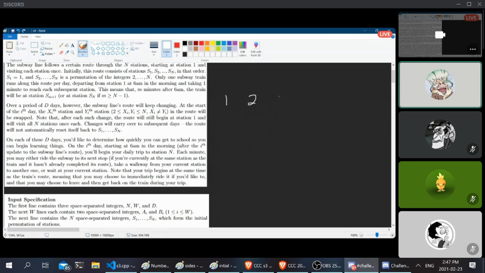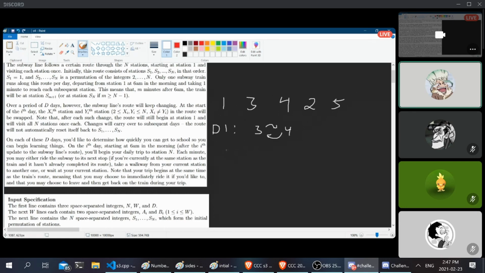If you had the route from 1 to 2 to 3 to 4 to station 5, and let's say on day 1, stations 3 and 4 got switched. Actually, wait. This ordering is pretty bad. I'm going to do it more randomly. So let's say you had the route that goes from station 1 to station 3 to station 4 to station 2 to station 5. Let's say this is the route. And on day 1, the route swaps the 3rd and the 4th station. So 3 gets swapped with 4.